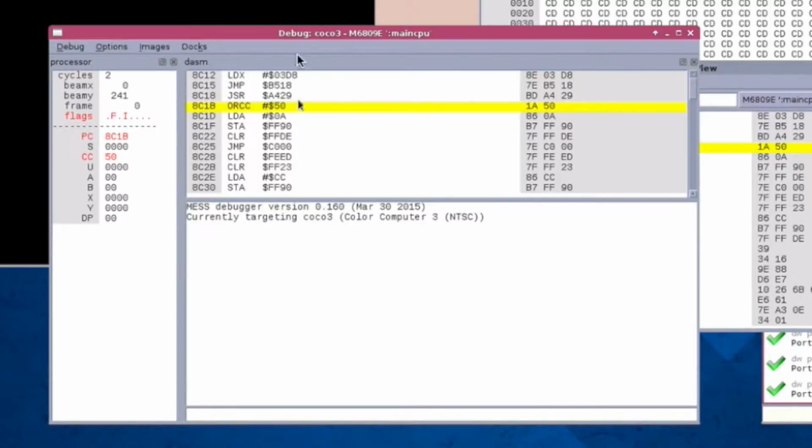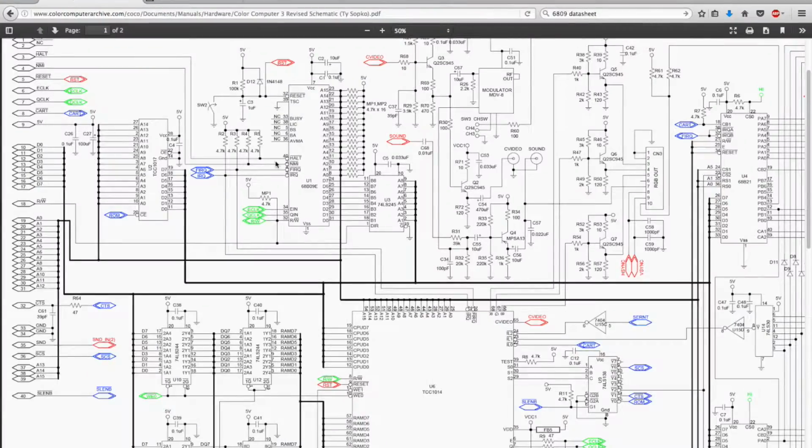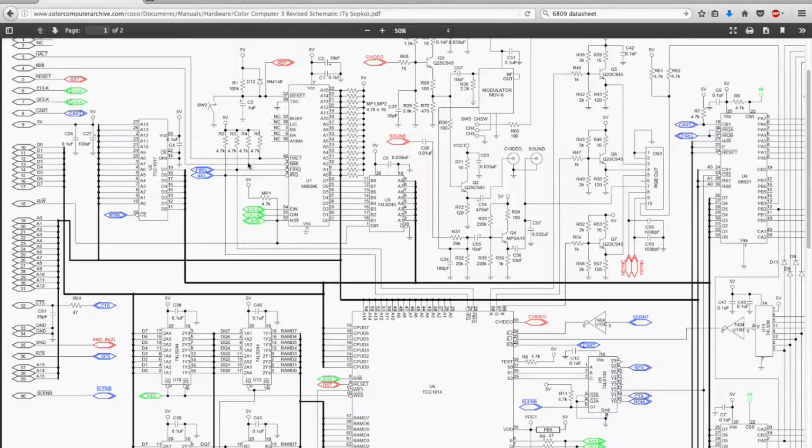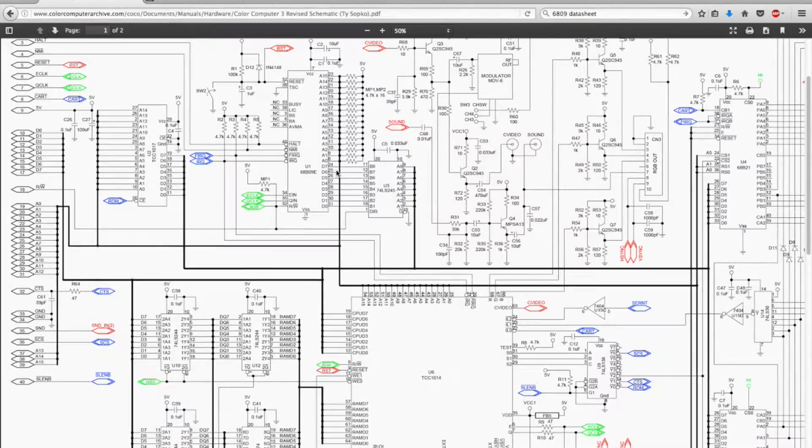So if I can take a look at what's happening in the real computer when I go through the reset phase, I should see that the computer reads FFFE, then it executes the instruction at 8C1B, so it should ORCC, it should turn off the interrupts there, and then it should initialize the gimme chip. Now, if it's not doing that, if it's not initializing the gimme chip properly, then that could be a reason why the screen's not working.